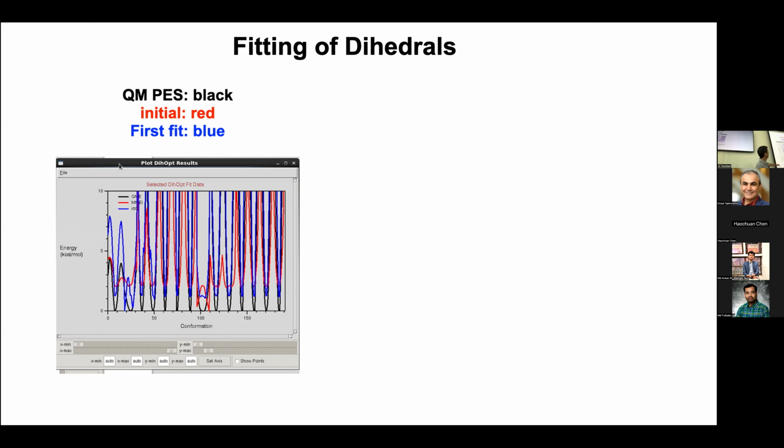Okay. So for the dihedrals, the QM potential energy surface, so it's energy on the y-axis, conformation on x, is in black. Our initial fit, without any dihedral parameters yet, is in red. So you see the red and the black, pretty different. And then the first attempt is in blue. Okay, you can see it getting closer, but it's definitely not there yet.